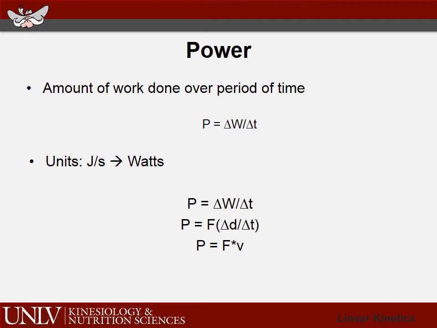So a metric of improvement from a weightlifting and performance perspective is that somebody can do the same work in a shorter period of time, or become more powerful. So you have P, which is a capital P equals power, is delta W over delta T. Now this is in watts, which is joules per second.